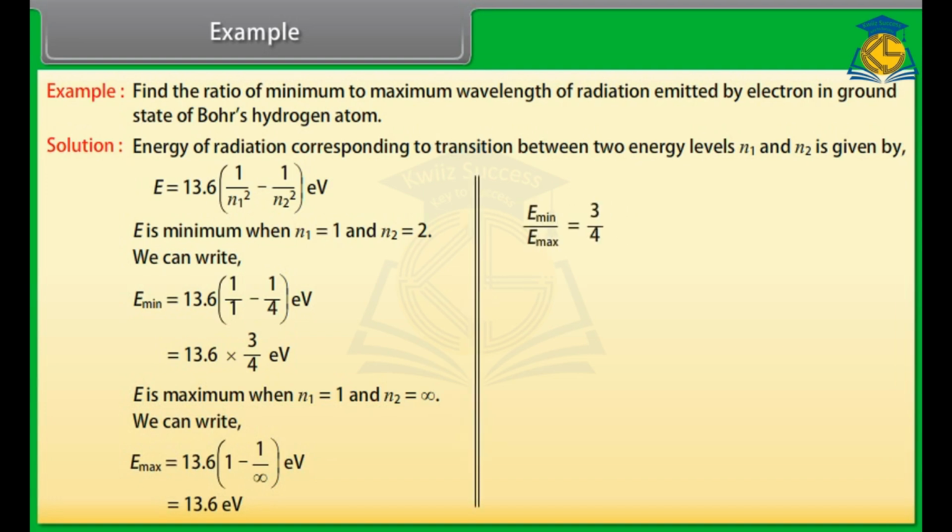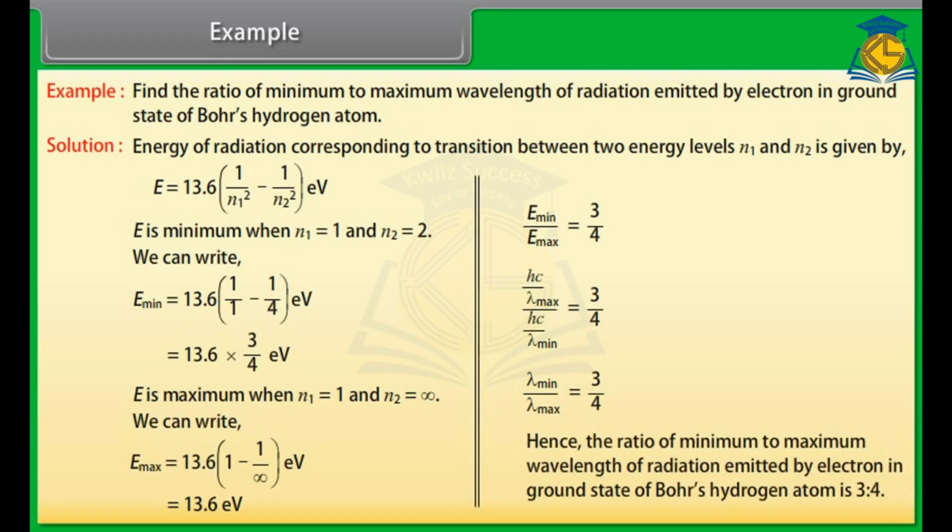Now taking the ratio of E minimum and E maximum, we get E minimum upon E maximum as 3 upon 4, or lambda minimum upon lambda maximum equals 3 upon 4. Hence, the ratio of minimum to maximum wavelength of radiation emitted by an electron in the ground state of Bohr's hydrogen atom is 3:4.